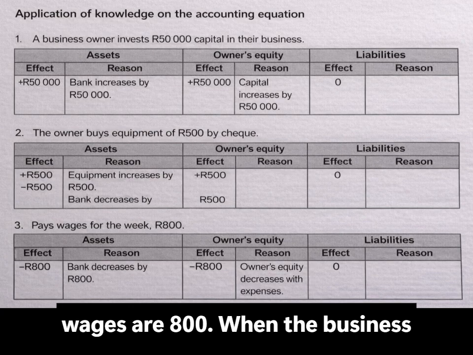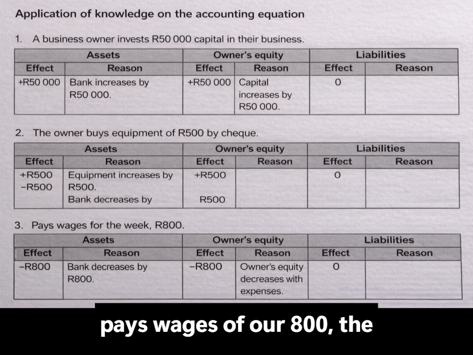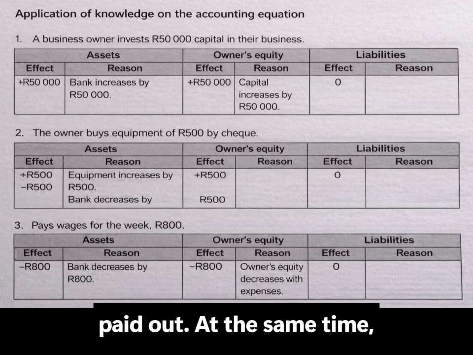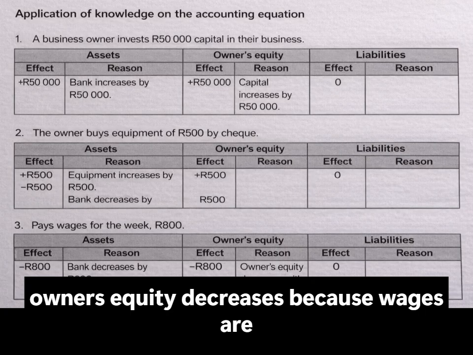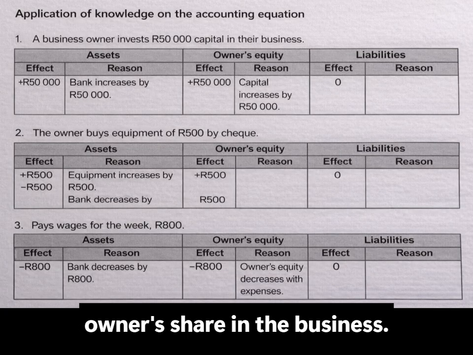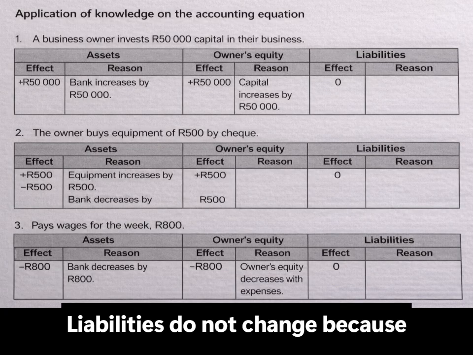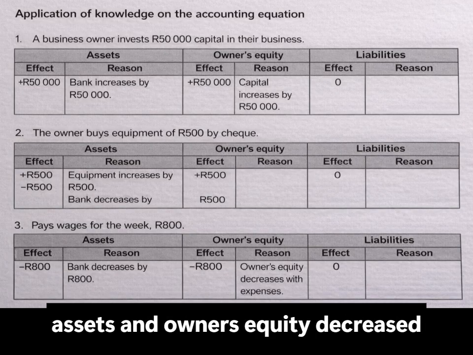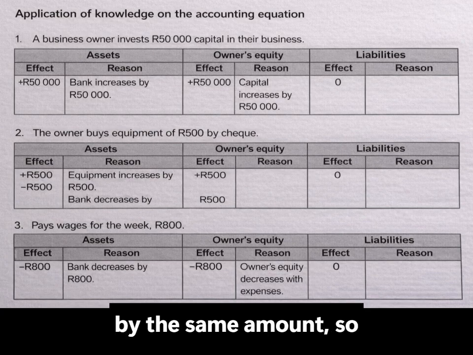Transaction 3. Paying wages, R800. When the business pays wages of R800, the bank asset decreases because money is paid out. At the same time, owner's equity decreases because wages are an expense and expenses reduce the owner's share in the business. Liabilities do not change because no debt is involved. Both assets and owner's equity decrease by the same amount, so the accounting equation remains balanced.